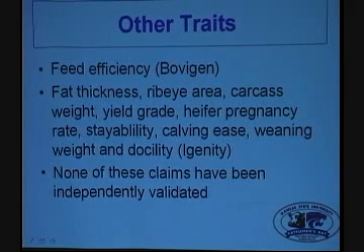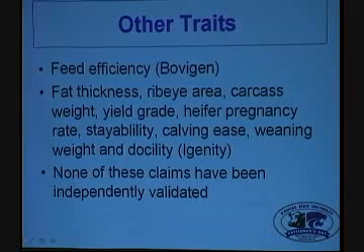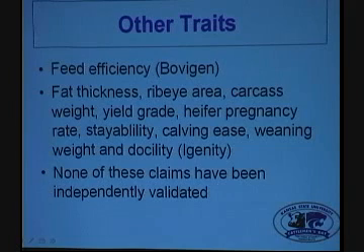There are other traits that are currently available in the marketplace. Bovagen has released a feed efficiency panel. That has not yet been independently validated by universities that I'm aware of. We are collecting some feed efficiency data here. Lots of other universities are, and I suspect in the near future we can tell you in a similar sort of manner how well those things work, but we're not to the point yet where we can document those.